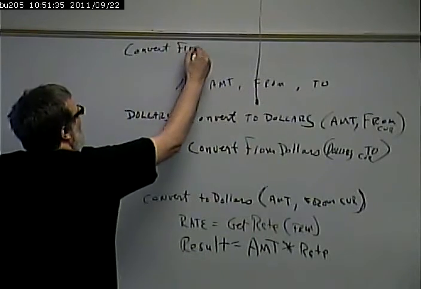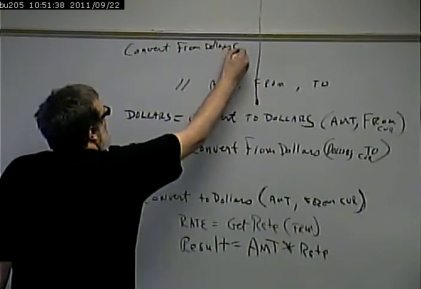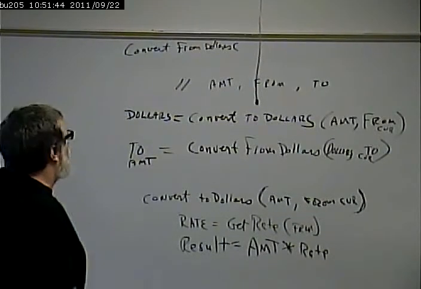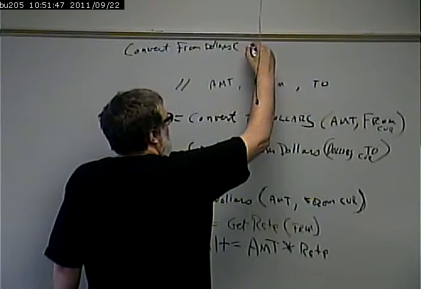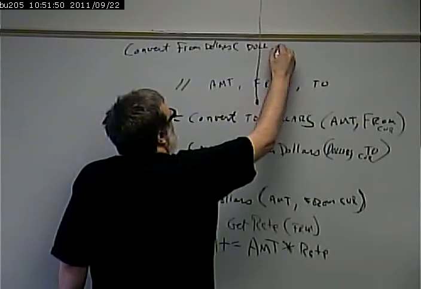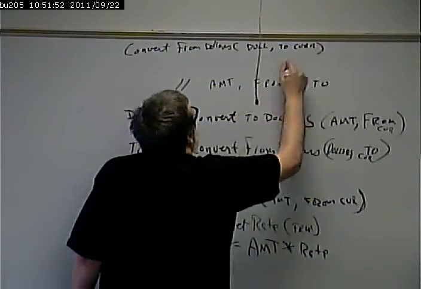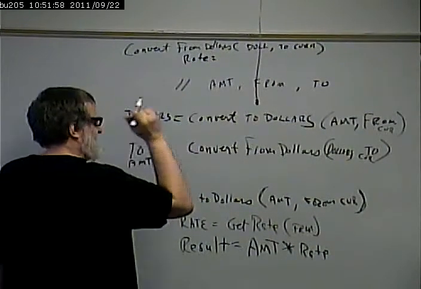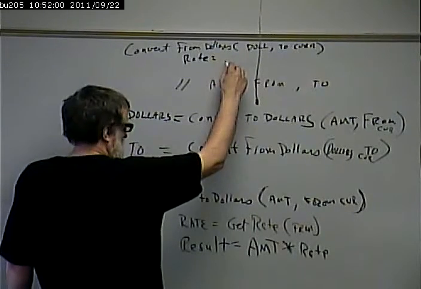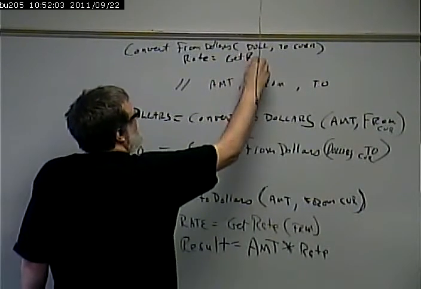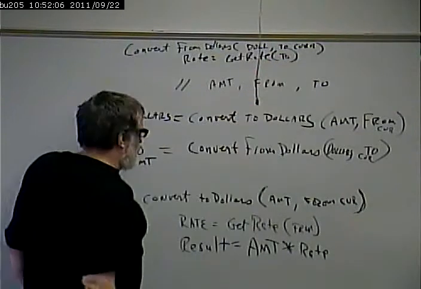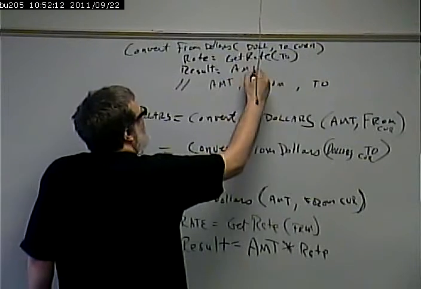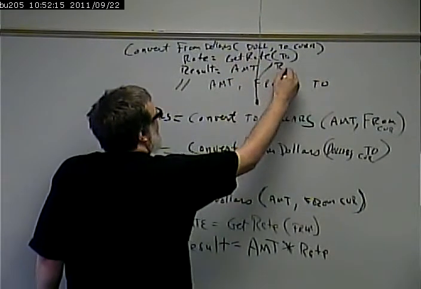Convert from dollars, it's going to do something like this. It's going to get a dollar amount and a to currency. It's going to get the rate. It's going to pass it to two currency, and then it's going to say result equals amount divided by rate.